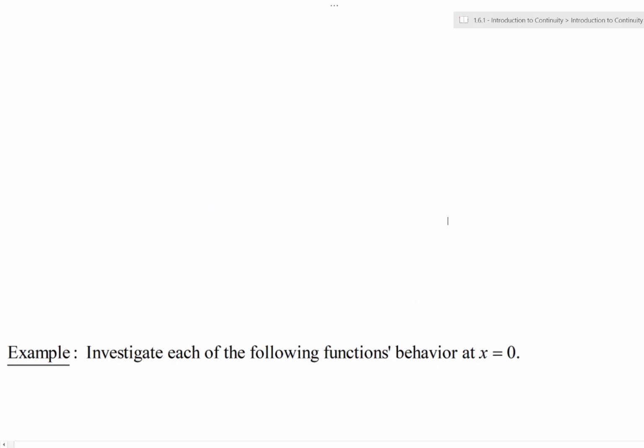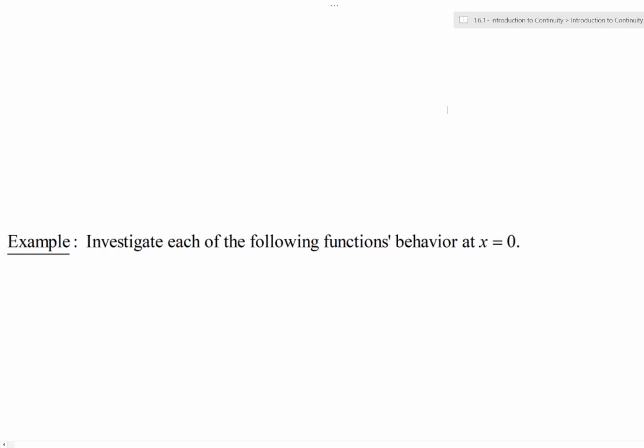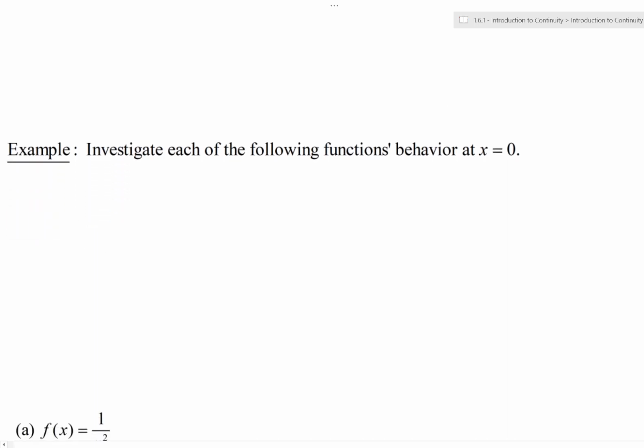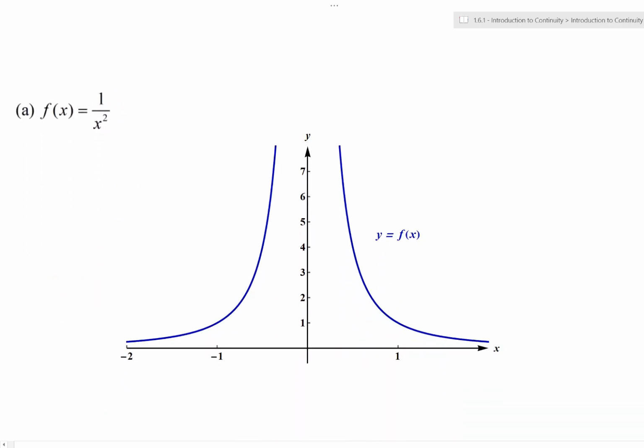All right. To help get across the idea of continuity, we are going to, in this example, investigate several different functions. And what we'd like to do is investigate the following functions' behavior, in particular at the location of x equals 0. So focus in on x is 0 for each of the following functions. Each of these functions, we're going to have the rule. We're also going to have the graph given, just like so in this first part, part A. f of x is equal to 1 divided by x squared here. You can see the graph as well on the screen.